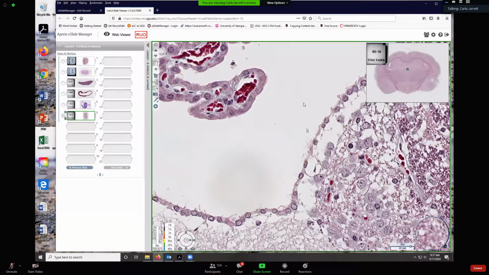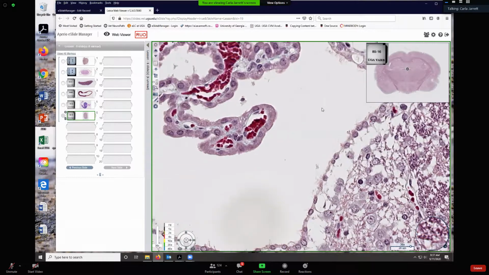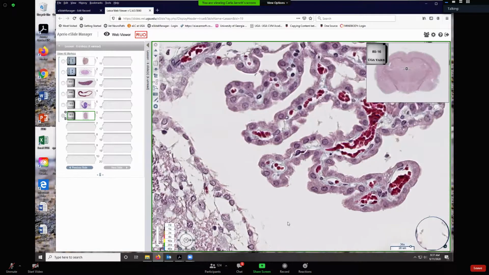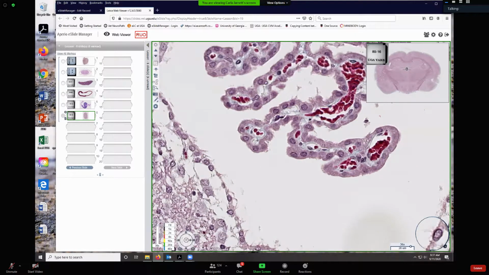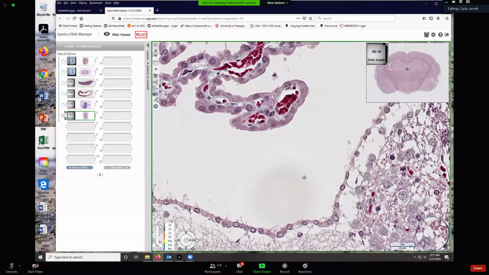The cilia often become fairly damaged during processing. So here's some cilia here and here. They aren't the most beautiful cilia you've ever seen because again, they don't survive processing very well. These ependymal cells are very delicate.